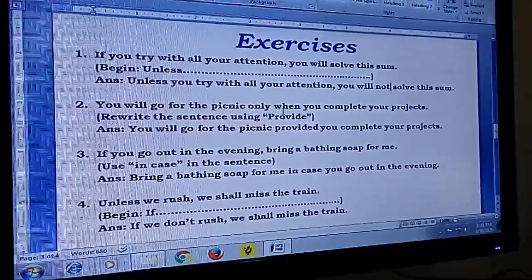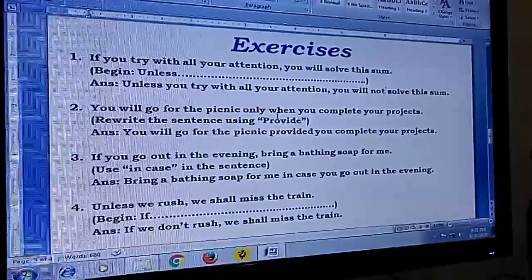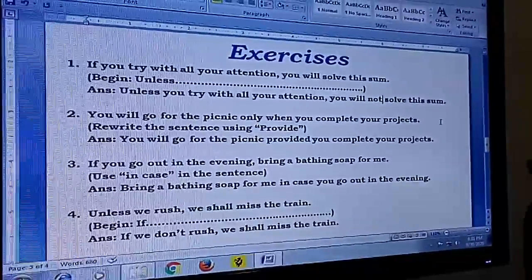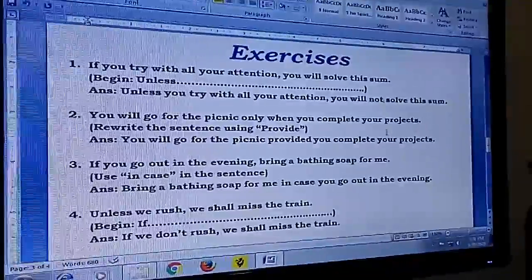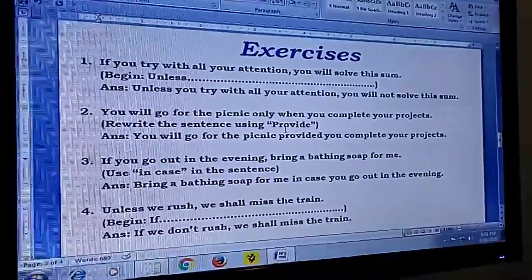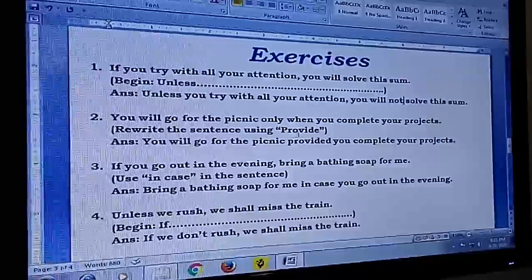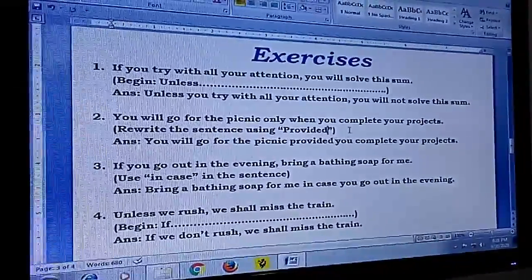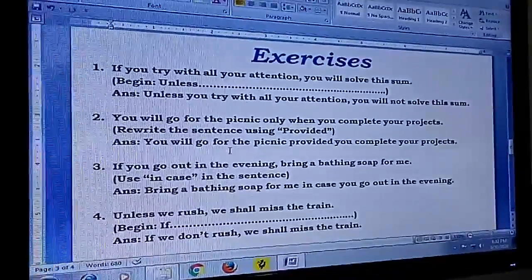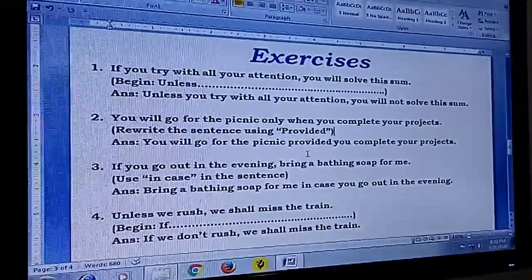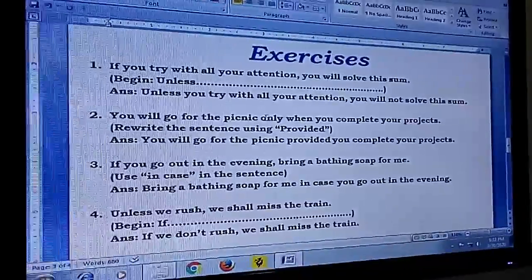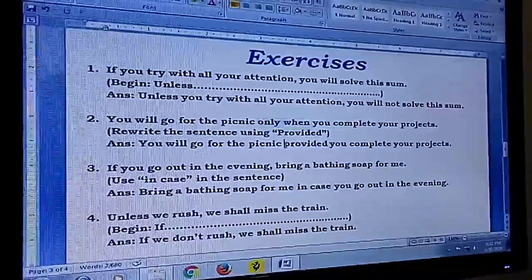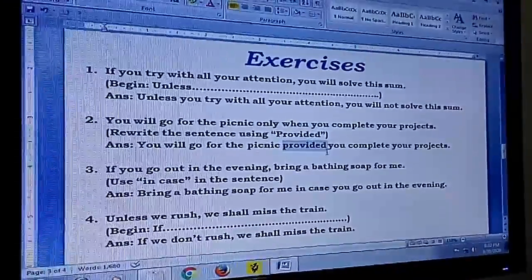You will go for the picnic only when, see the condition, only when you complete your projects. Not one, all the projects. Okay. So rewrite the sentence using provided. Rewrite this sentence using provided. You will go for the picnic provided you complete your projects. In the place of only when, we are writing provided.